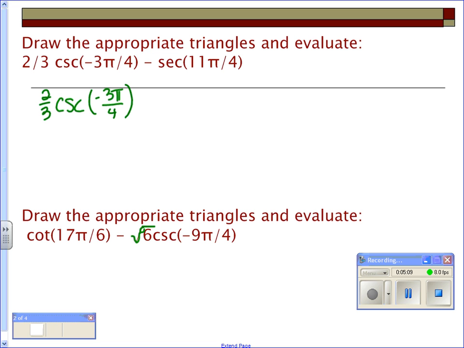2/3 of secant of negative 3 pi over 4 minus secant of 11 pi.